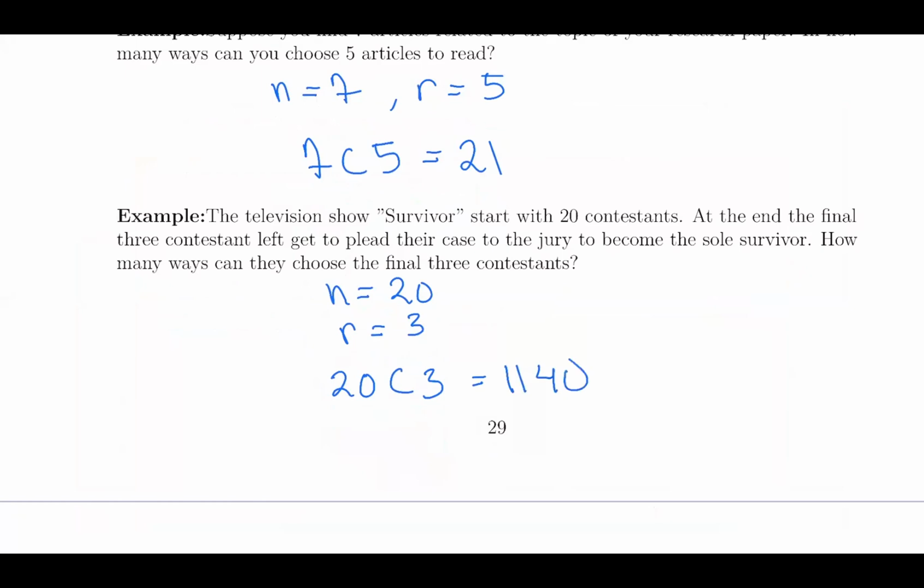So when they start with 20 contestants, there are 1,140 different ways that you can have a final three using all of those 20 contestants. If you look at it, there's a lot of variation that could occur with those final three. All right, and that's it for that one. Any questions in regard to this one?